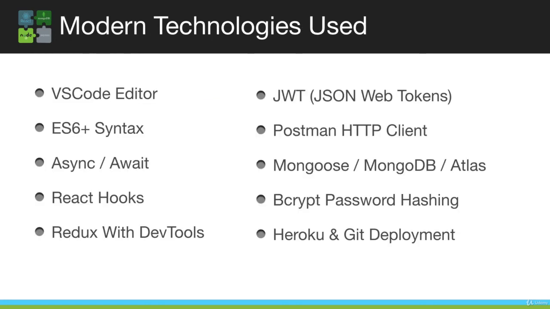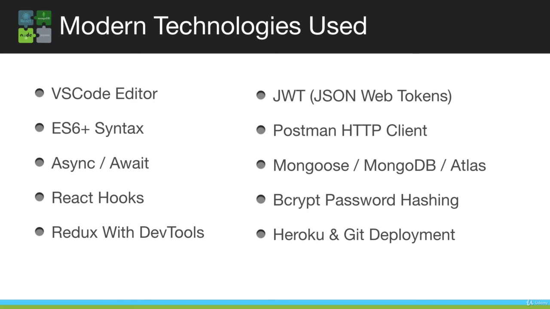So let's look at some of the technologies that you'll be working with and learning in this course. So we'll be using VS Code for our text editor, along with a few extensions that I'll show you. Everything is modern JavaScript, so ES6+, arrow functions, destructuring, promises, all that stuff. We'll be using async await on both the front end and the back end. We'll be using strictly functional components with React hooks on the client. We'll be using Redux for state management along with the Redux dev tools.